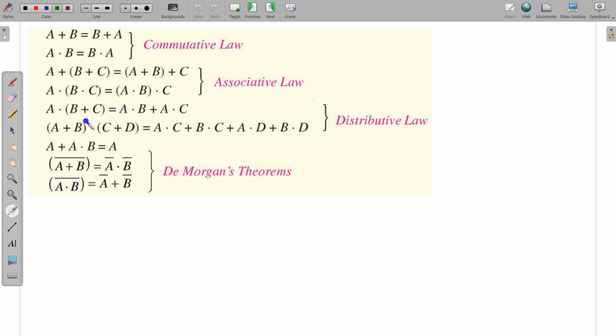A and B plus C. So it can be multiplied like this, A and B or A and C. This plus represents OR and this dot represents AND operation.